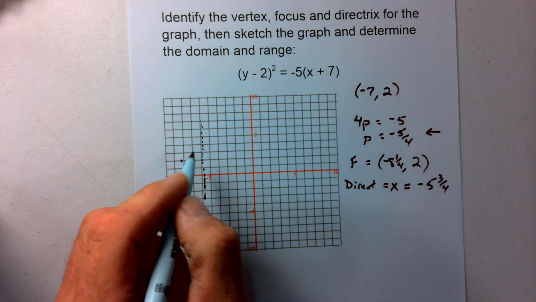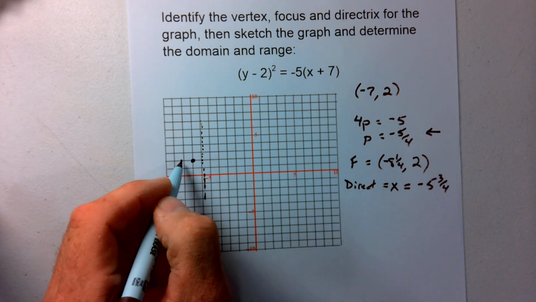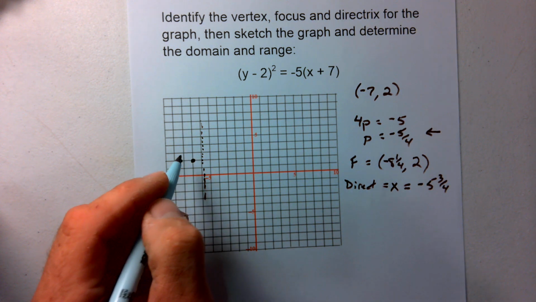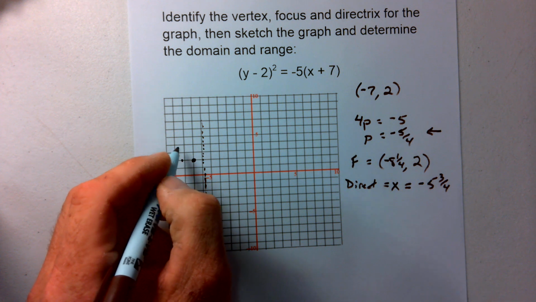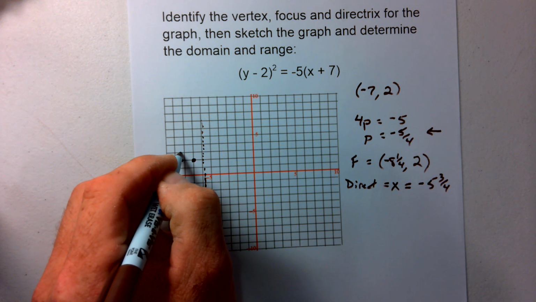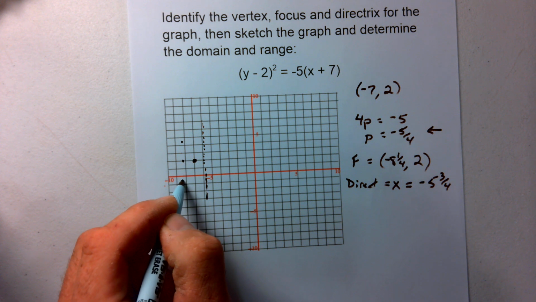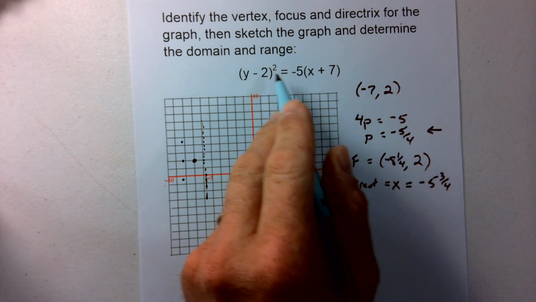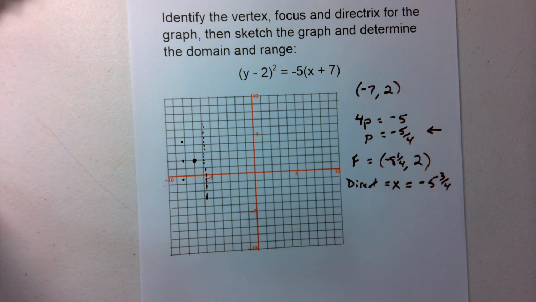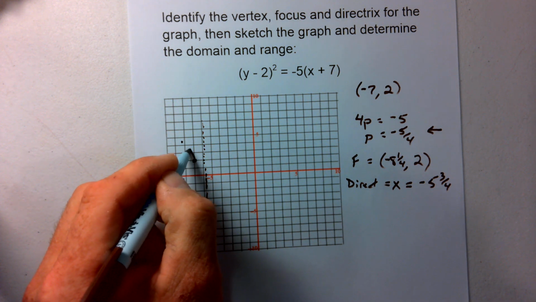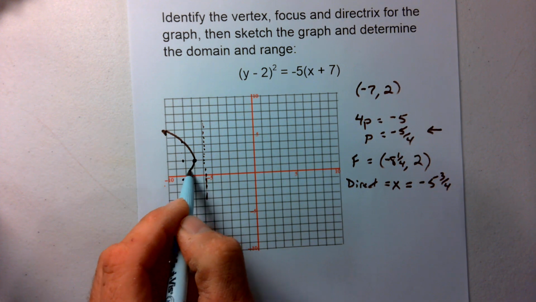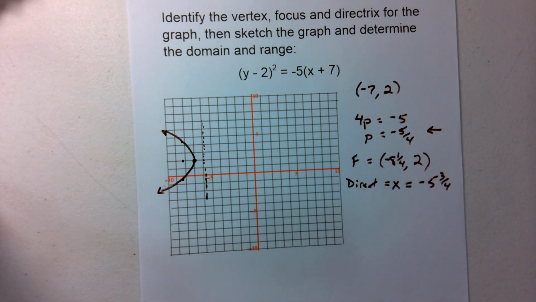For our equation, we can go ahead and double our p-value. If we double that, we get -5/2 or -2.5, or sorry, just 2.5. We're looking for a distance there. So it's going to be about in that form. Again, if you feel more comfortable plugging in x and y values, by all means, you can do that. So there's going to be our parabola.